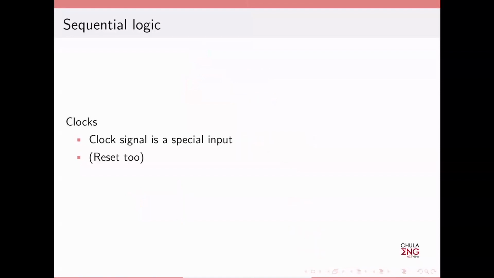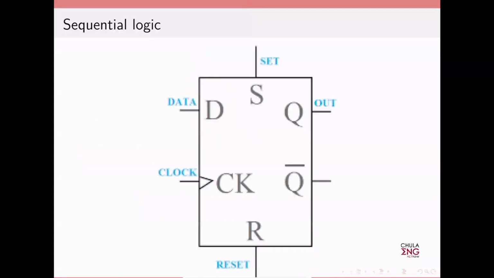The clock and the reset are special inputs. We use them to control the flip-flops and all the circuits that we use. It's synchronous, meaning it has the clock signal. So the D flip-flop has only one function: store the data whenever the clock is rising or falling.